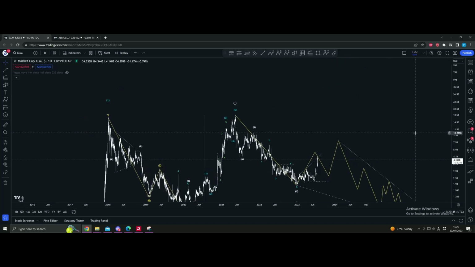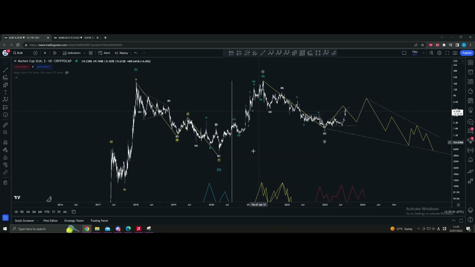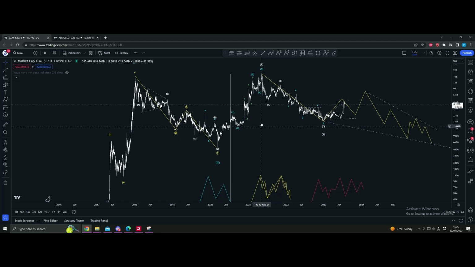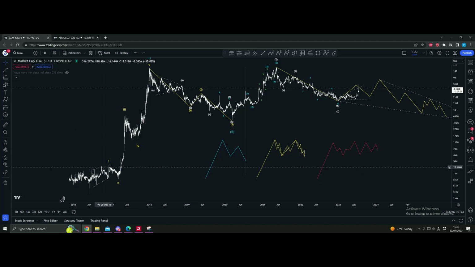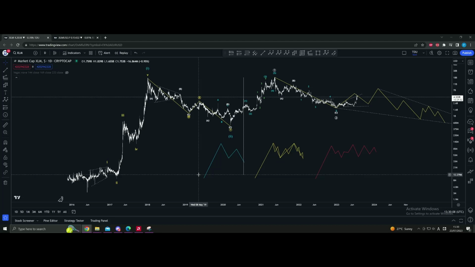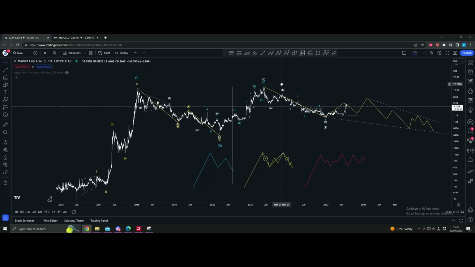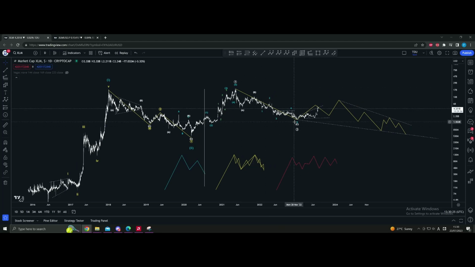In case that this is not the count, then this could be regarded as a 3-wave move, because I'm not completely sold that it's an impulse. Like for example, when you see 1, 2, 3, 4, 5 easy and clean, there's no doubt about it that it's an impulse. So I'm gonna consider that this could be regarded as a 3-wave move, although my primary, I repeat, is 1, 2, and that we completed something there.